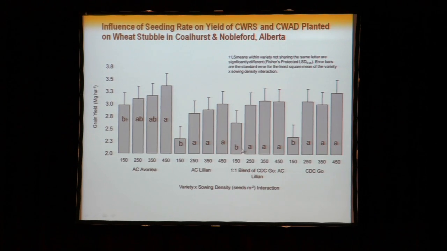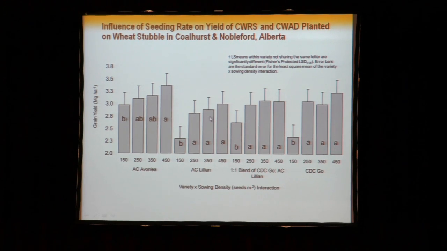And here's the data here. It was kind of surprising because I didn't really think spring wheat would respond to that high of a seeding rate, but in each case and across varieties, there was a very strong linear response to seeding rate through to that highest seeding rate of 450 seeds per meter squared. I thought it would be more quadratic and taper off, but as you can see, for example, Lillian, very nice, strong linear response. Same with Go, and to the same extent with Avonlea.